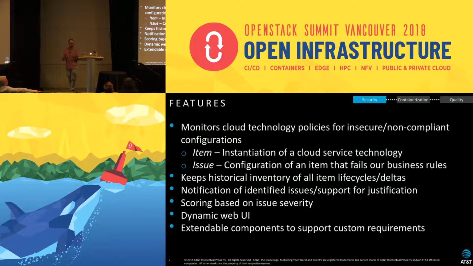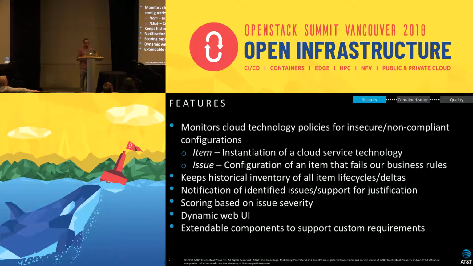So what it does at a high level is it monitors all the different cloud technology, all the resource policies, and it's looking for anything that's insecure or non-compliant. So let's define two terms I'll use throughout the talk that are important in SecurityMonkey. So the first one is an item. An item is an instantiation of a cloud service technology. So a specific security group, a specific network, a specific instance. And when we say issue, it's when a configuration of one of those items, one of their policies, is failing our business rules. So it's out of compliance or it's insecure.